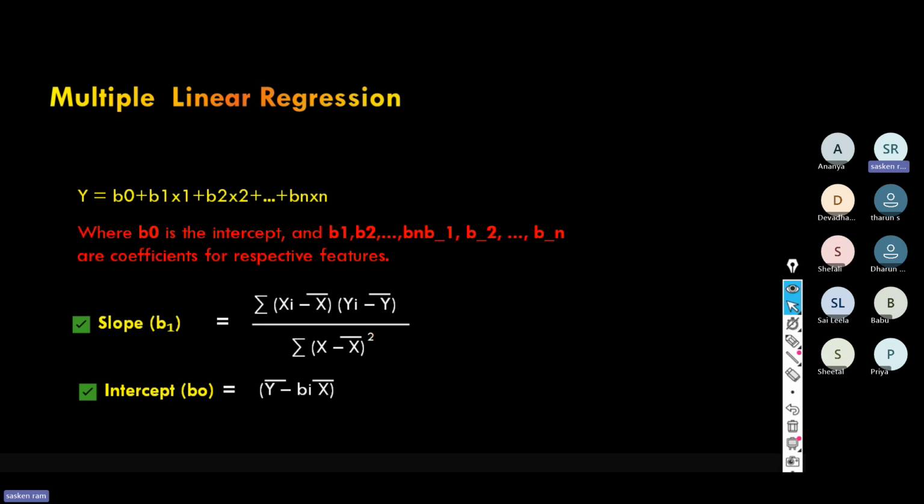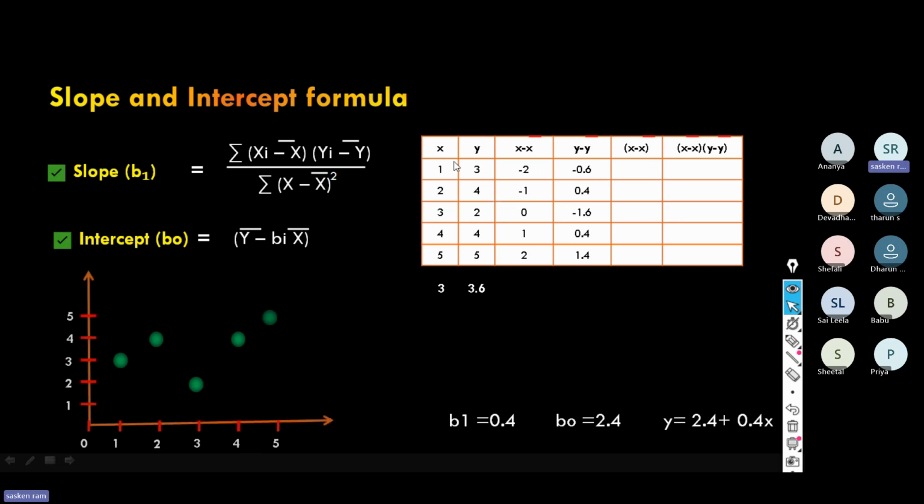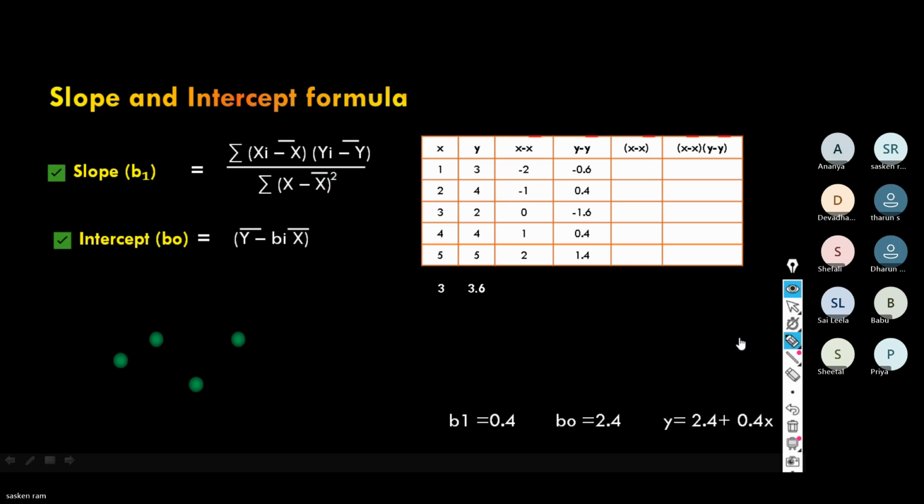Xi is each and every value in your data set. Let's assume, for the sake of simplicity, that we have only one input feature called X, and the dependent variable is Y. Think of this as the size, the square feet, and this as the price of the house. I just use small values here. X is your independent variable, the input feature, and Y is your dependent variable, or target variable.